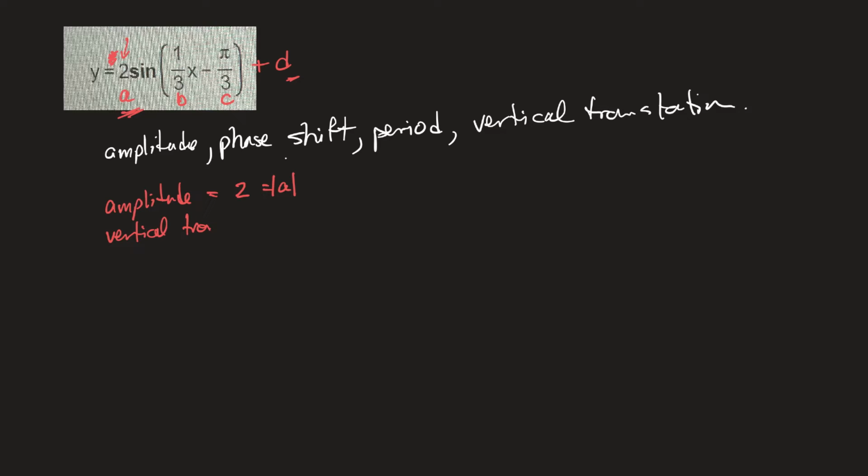Okay, and then vertical translation, I'll do that one next. Vertical translation, does the graph go up or down? That's the D value. And in this case, there's no D, so we would say it'd be 0. So it's not moving up or down. Okay, now let's look at B and C.